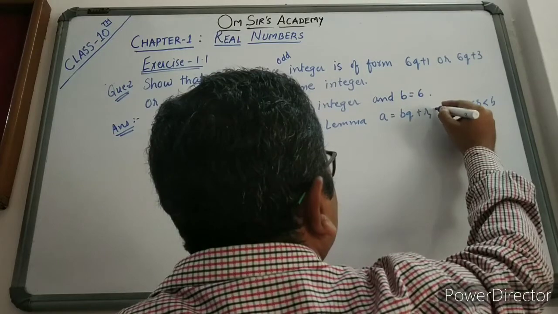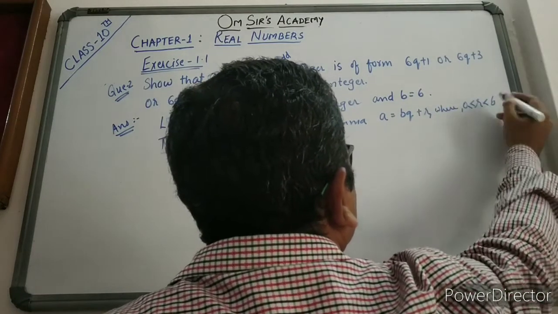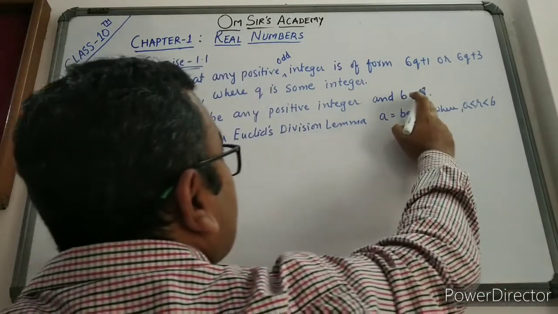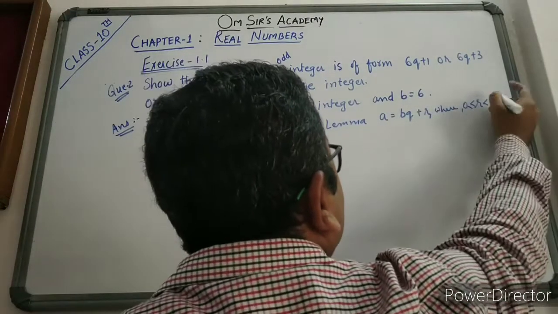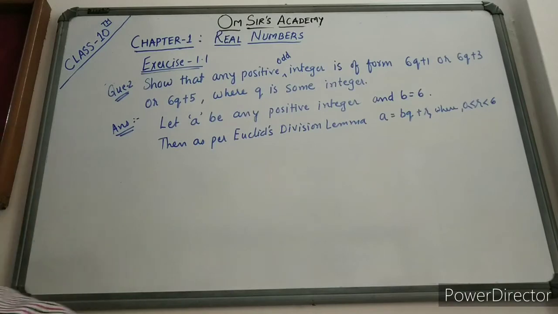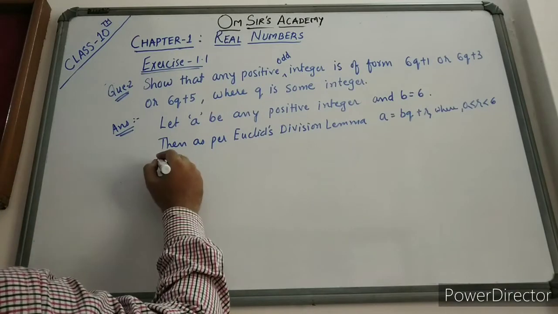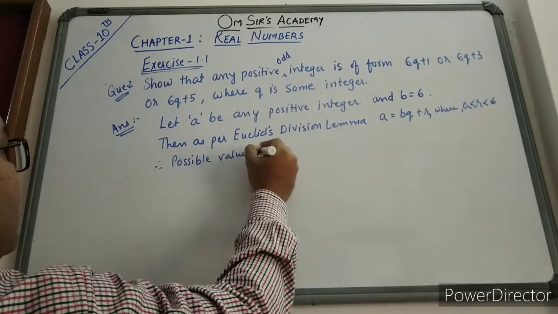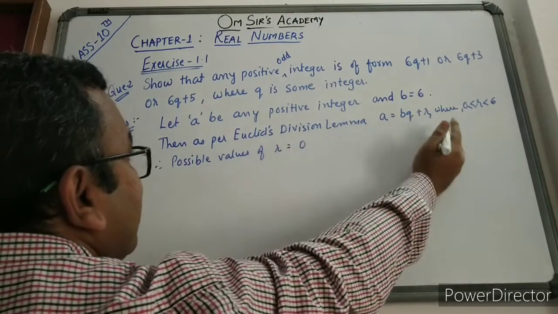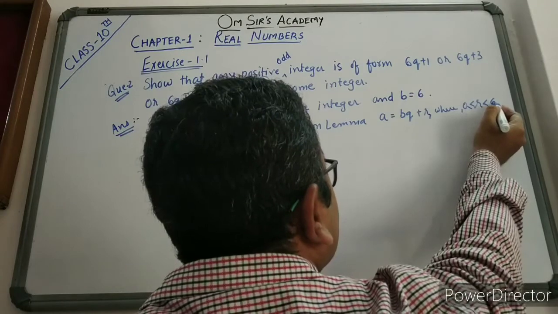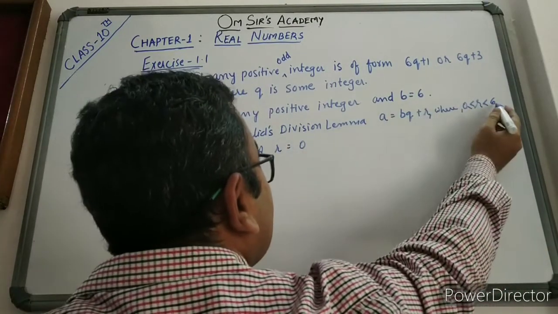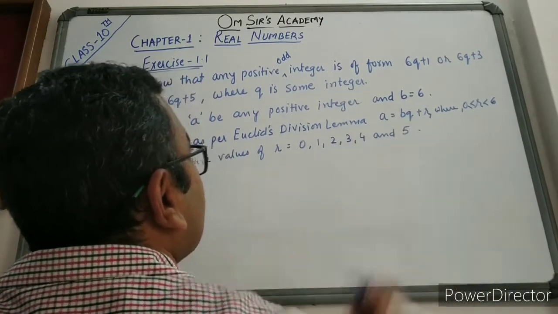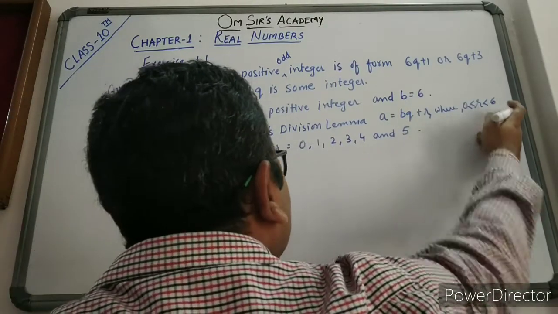Where r should be greater than or equal to 0 and less than b. So according to that, r should be less than 6. So instead of b, I can write 6 over here. Is it clear? So the possible values of r, that is the remainder: r should be greater than or equal to 0 and less than 6. So 0 and then 1, 2, 3, 4 and 5. These are the possible values of r.